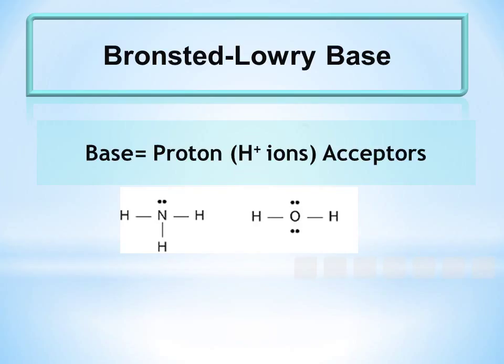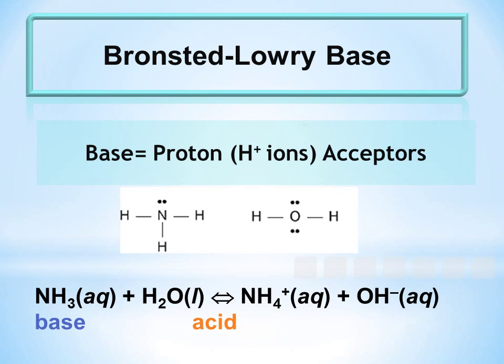In this case, you're seeing NH3, ammonia, with its lone pair, and the two lone pairs that are in the water molecule. So in this case, when NH3 reacts with water, the base is the NH3, and water then acts as the acid because water will donate the H plus ions to ammonia and it forms the OH minus.